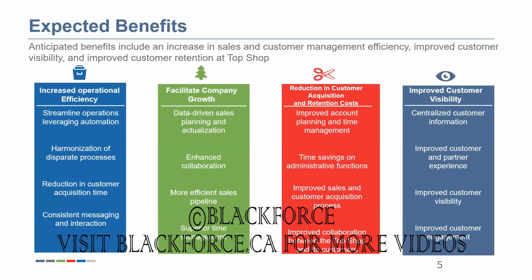So what are the expected benefits of implementing Topshop 2023? One is increased operational efficiency. So our operations will be streamlined, leveraging automation. Our processes are going to be harmonized. We're going to be able to acquire customers faster than we're doing today. And our messaging and interaction within the organization and outside the organization is going to be consistent.